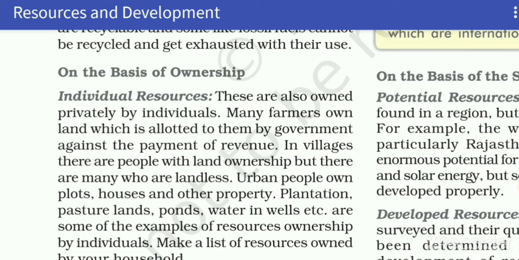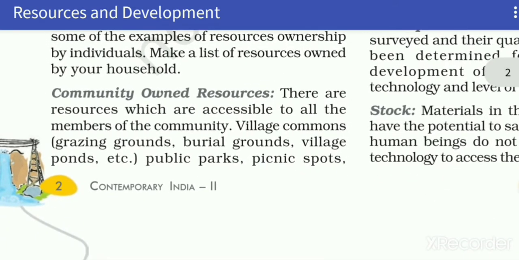Second one is community owned resources. All those resources which are accessible to all those members of the community or group of people living in the same place, like grazing land, pond, burial grounds, public park, playground. All these are the examples of community owned resources.